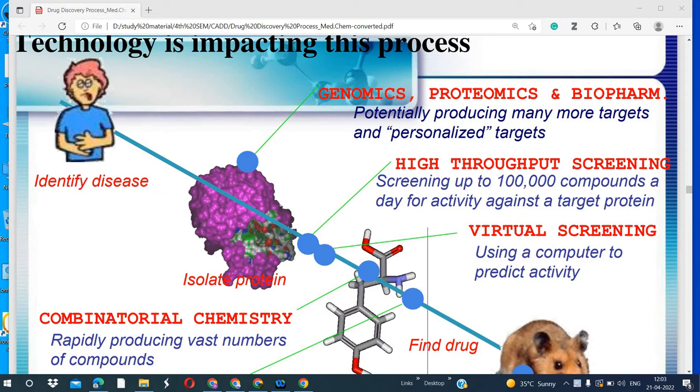Dear students, today we are going to discuss the technologies which are used in the drug discovery process. In the last class we discussed the steps of the drug discovery process. Now we will discuss the different technologies that are used at the different steps, like target identification and target validation. Here you can see in this figure genomics, proteomics and biopharm.